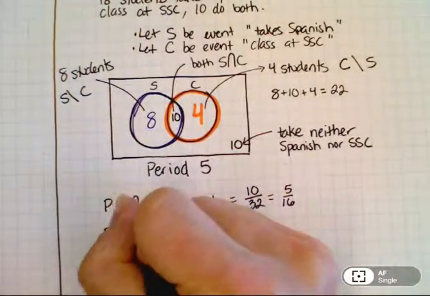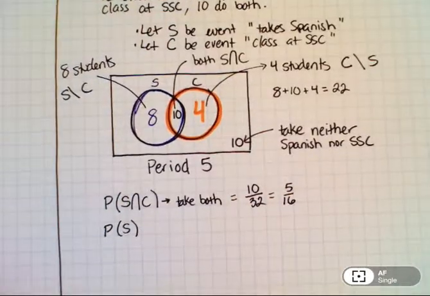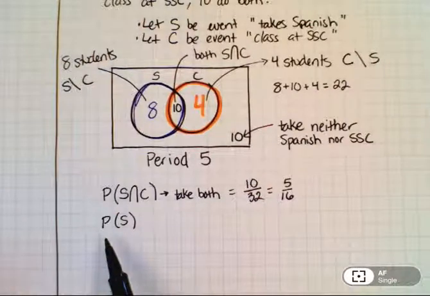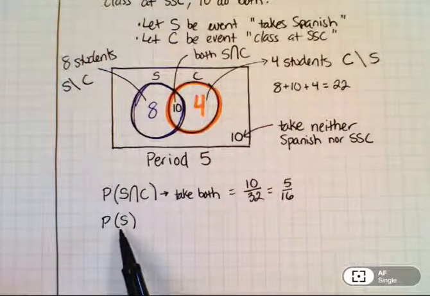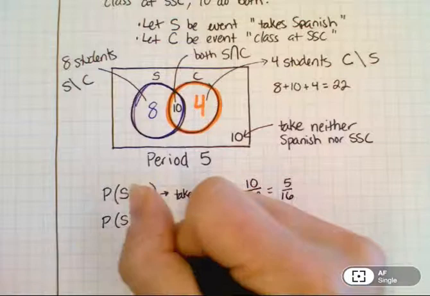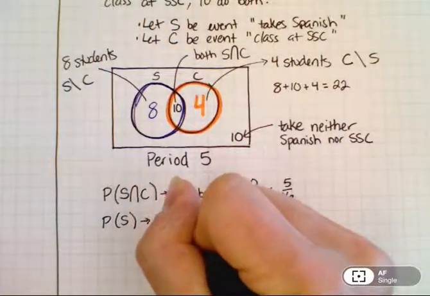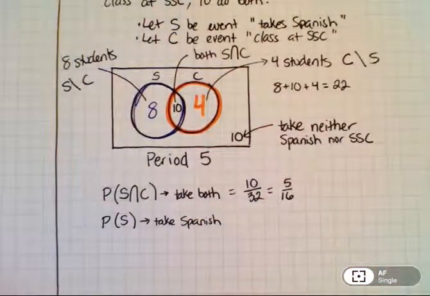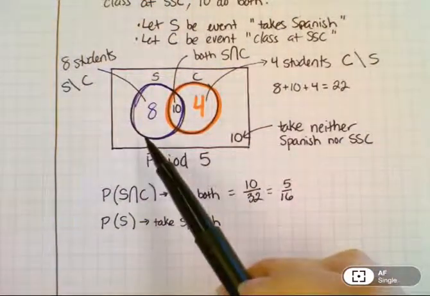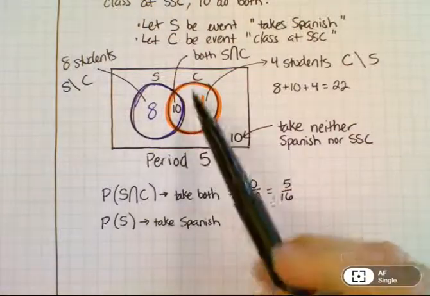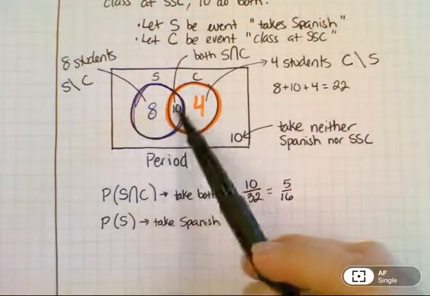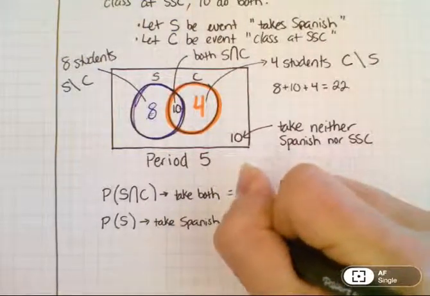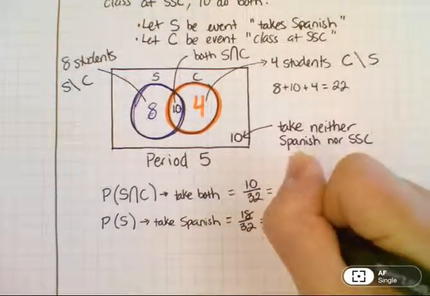What's the probability of just Spanish? This means what's the probability that if I pick a kid out of my class at random, they take Spanish, period. It means they take Spanish. Okay, well, if they take Spanish, they're going to be in this purple circle. So how many students are in the purple circle? 8 plus 10. 18 take Spanish out of 32.